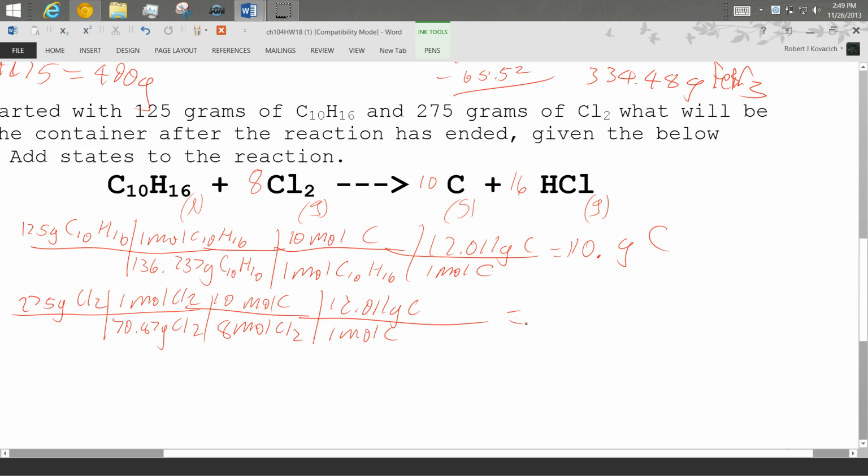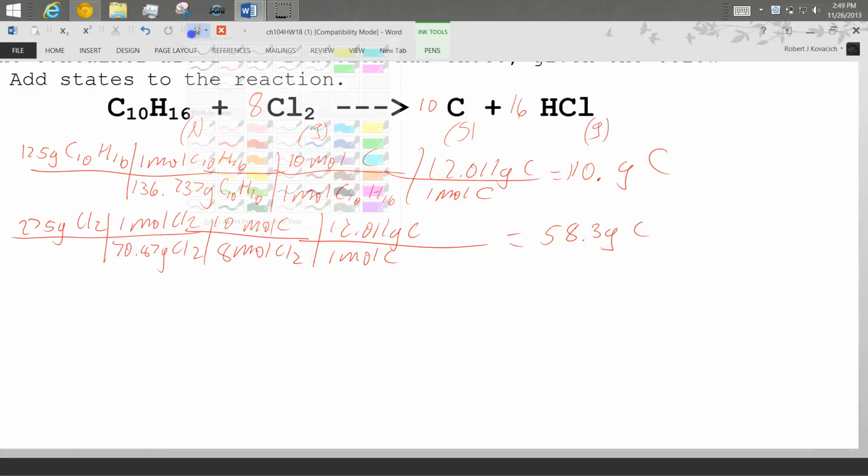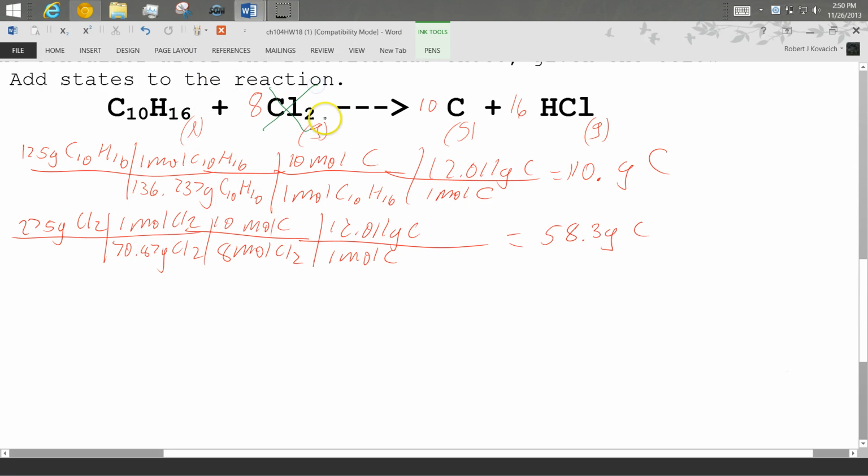All right, so I've got 275 divided by the 70.87 times 10 divided by 8 times 12.011. All right, so I've got 58.3. So who's my limiting reagent? My chlorine gas is my limiting reagent. Okay, so then we're going to need to calculate out the other. So right now what I know is I have no chlorine gas left in the container, and I have this much carbon in the container. And let's calculate out the others.